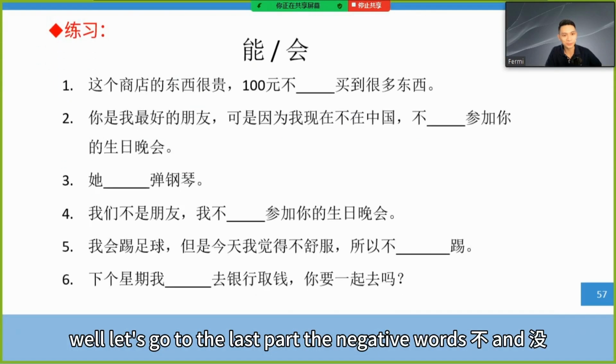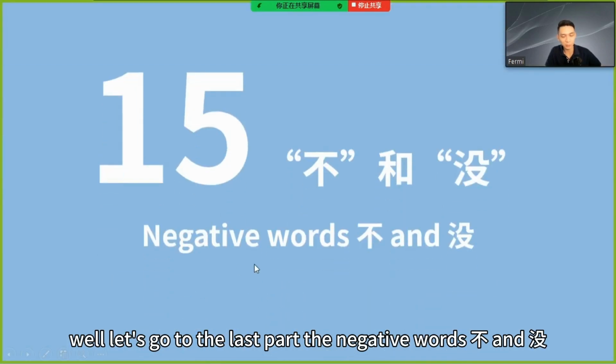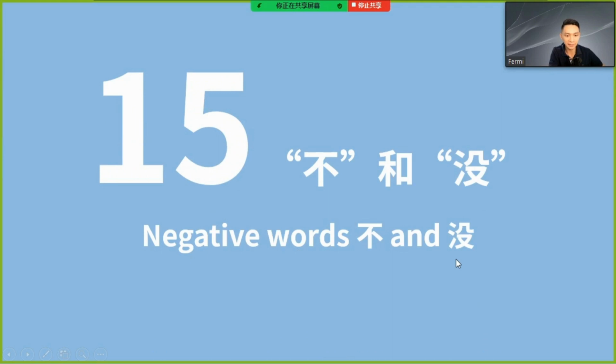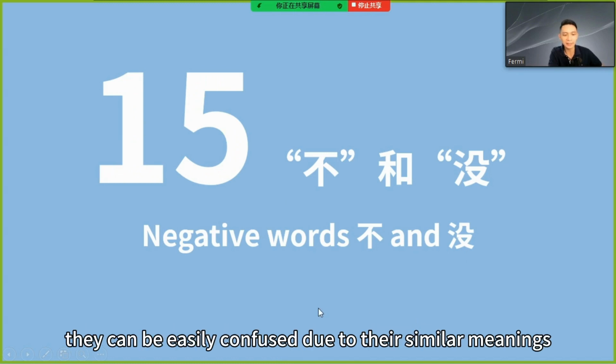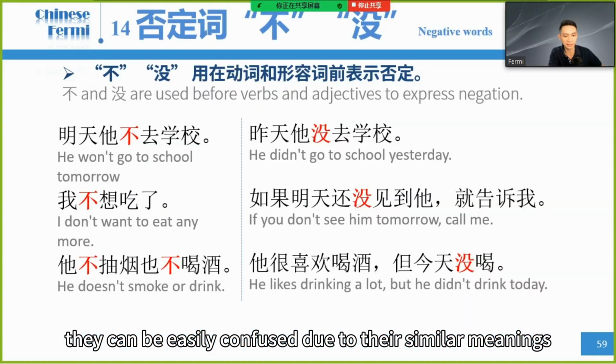Well, let's go to the last part. The negative words 不 and 没. 不 and 没 are used before the verbs and adjective in Chinese to express the negation. However, they can be easily confused due to their similar meanings.